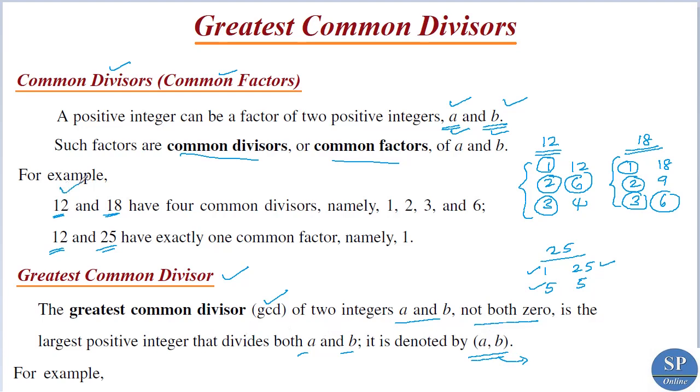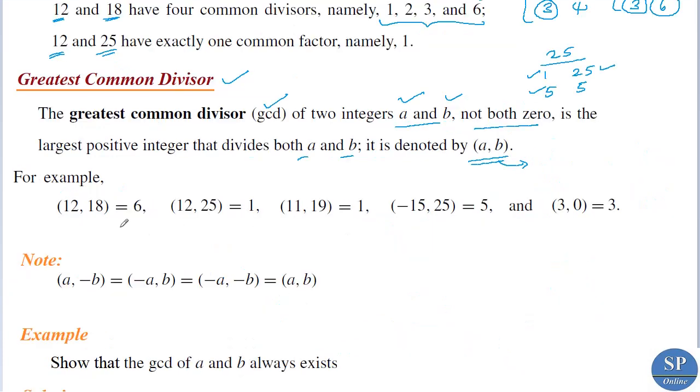For example, 12 and 18. If you are taking these numbers, we know these are the common divisors, so the greatest common divisor is 6. So the greatest common divisor of a and b is a positive integer that divides both a and b, and it is the largest such positive integer. For example, the GCD of 12 and 18 is equal to 6. That is what we obtained here.